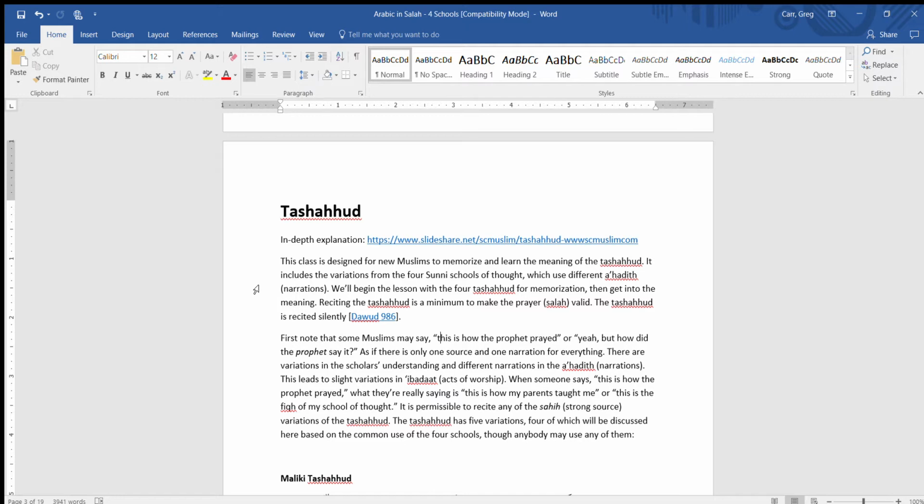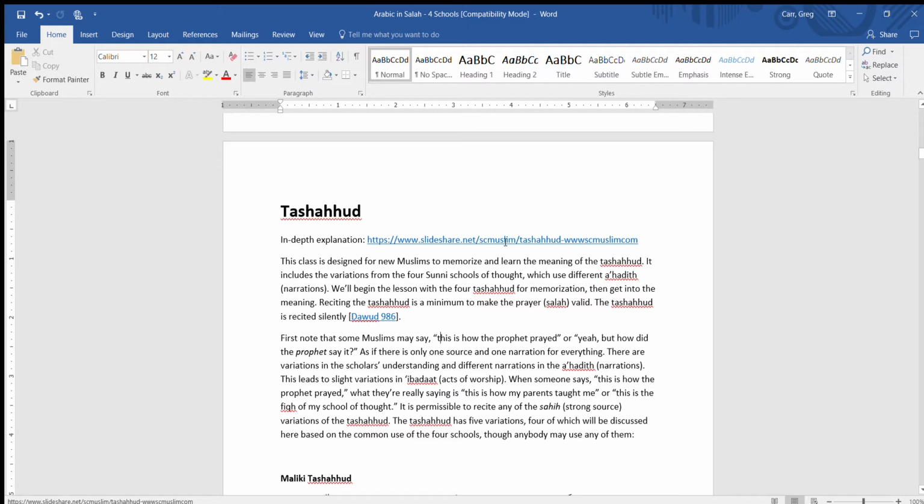So this leads to slight variations in ibadat, which are acts of worship. When someone says, this is how the Prophet prayed, oftentimes what they're really saying is, this is how my parents taught me, or this is the fiqh of my school of thought. It is permissible to recite any of the sahih, which are the strong narrated variations of the tashahhud. To my knowledge, at least, it has 5 variations, and I'll cover 4 of them in these 4 videos. I'll generally assign them to what is often used by the different madhahib or schools of thought.